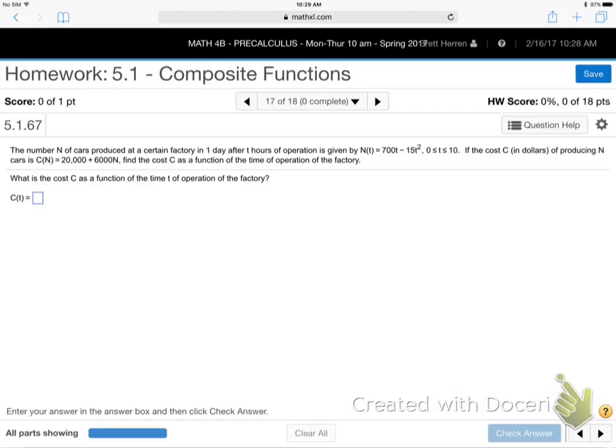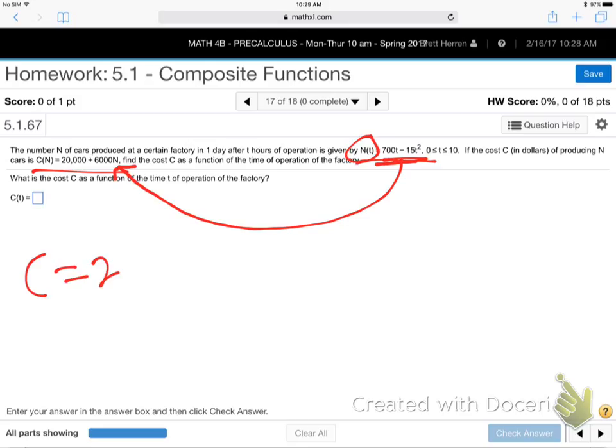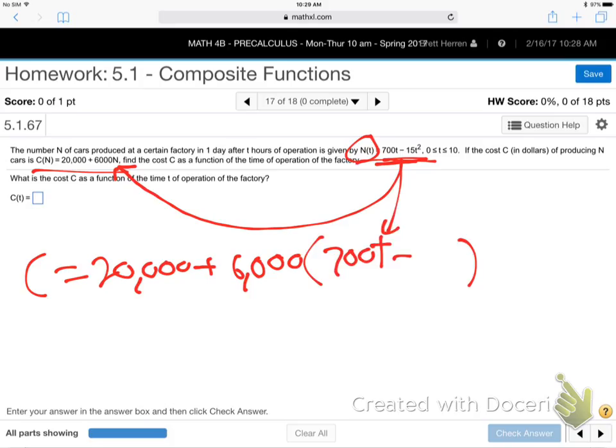All right, so see how they have this cost function, and they have this other function. And basically, n is this. Plug that in there for n. So just plug in one function into the other. So the C will be 20,000 plus 6,000 n, but instead of n, I'm going to put what n is. n is 700t minus 15t squared. That's what n is.